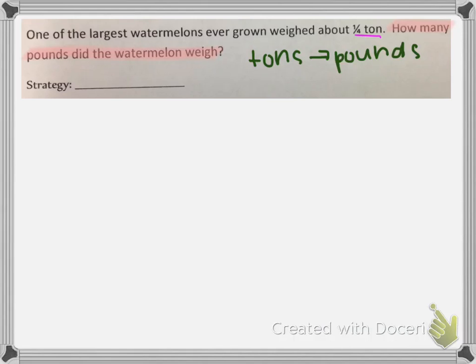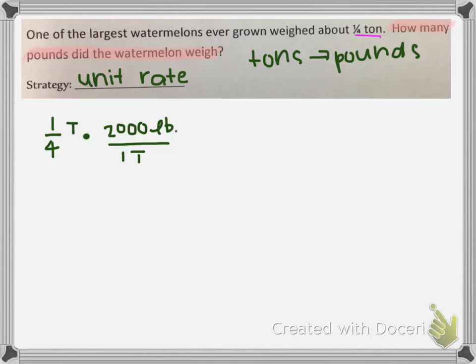Well, I need to pick a strategy. And because I was given a fraction, we're going to use a unit rate. So this is 1/4 of a ton. And because it's a unit rate, we're going to multiply 1/4 by however many pounds there are in 1 ton. Well, there are 2,000 pounds for every 1 ton. So my tons will cancel out. Now we just have pounds, and I'm going to multiply my fractions. So why don't you pause to solve and then press play to check.